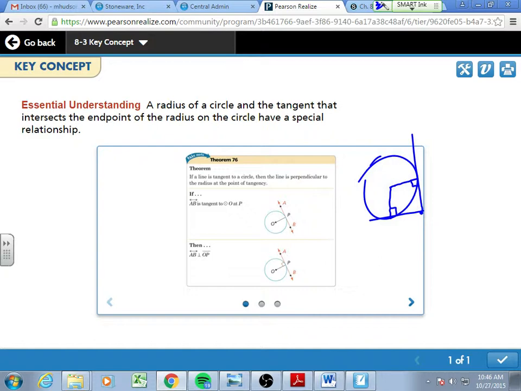So you can make a square. So keep that idea in your head of what would be that biggest angle on the outside. Not disagreeing, just thinking about it. So here's our Theorem 76.